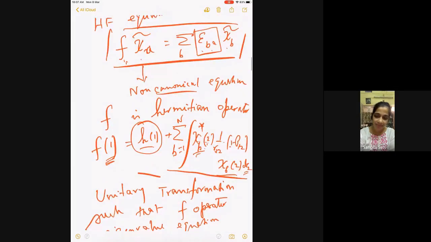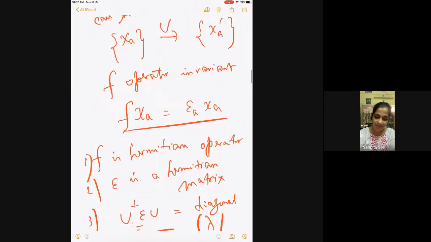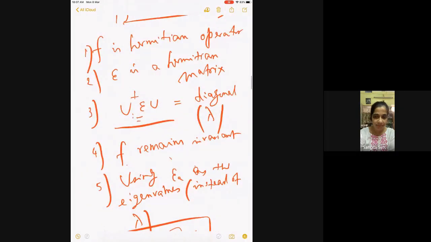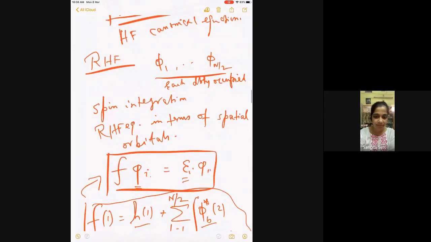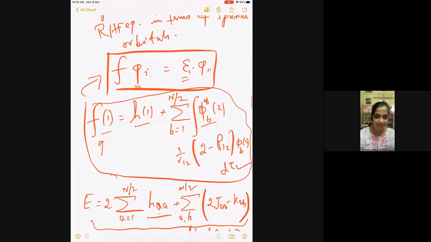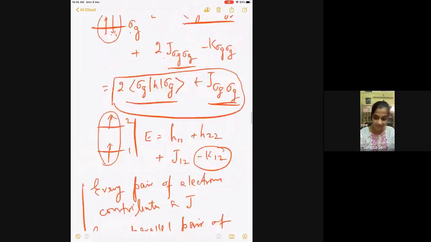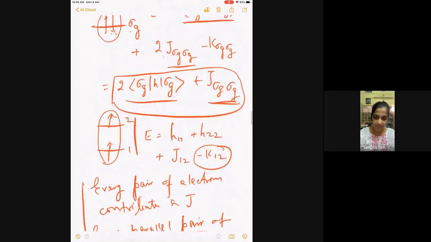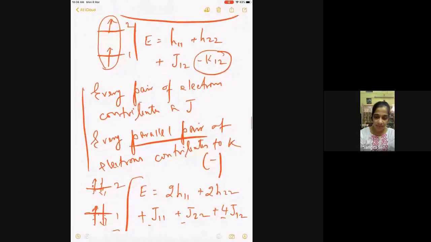And then I said F is a Hermitian operator, hence epsilon is a Hermitian matrix. You can do a unitary transformation to bring it to a canonical form. So this is what I just wrote down, that F remains invariant, et cetera. After the canonical equation, I particularly wrote about the RHF, the same thing in the basis set with the factor 2 here, and wrote down the energy expression. Then I generally expanded the idea of every pair giving a J and every parallel pair giving a K, although that cannot be explained only by restricted Hartree-Fock, but the idea is extended to any kind of determinant.